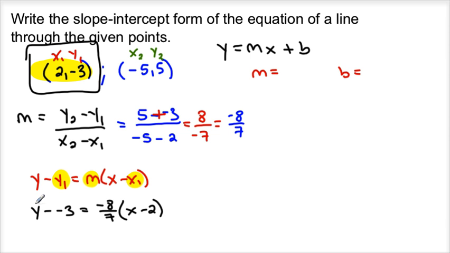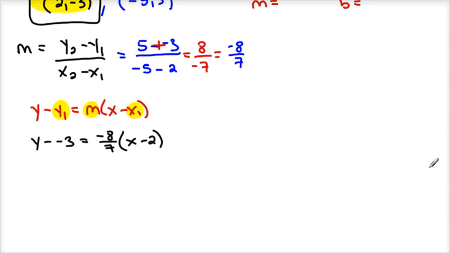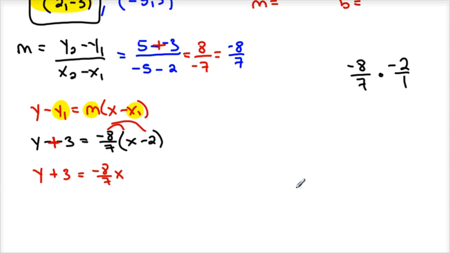So now I have the equation in point-slope form. If that's what they asked for, you would be done. They're asking for slope-intercept form, so let's transform this into slope-intercept form. My two negatives become a positive here, and I'm going to distribute. So I have y plus 3 equals negative 8/7 x, and this is negative 8/7. I'm going to do this one on the side: negative 8/7 times negative 2/1. Bring the sign with you. A negative times a negative is a positive. There's my plus. There's nothing that can simplify.